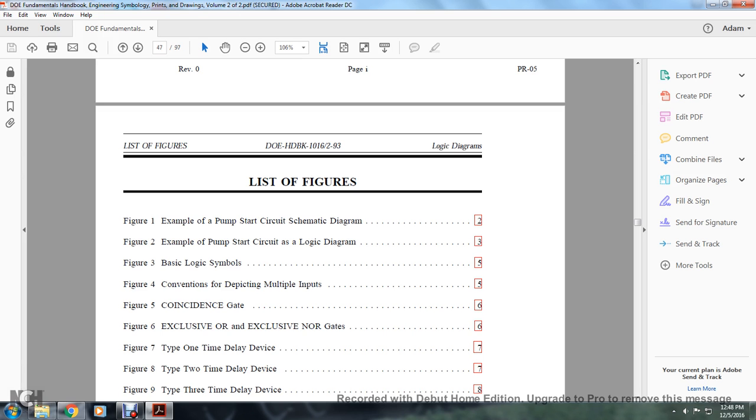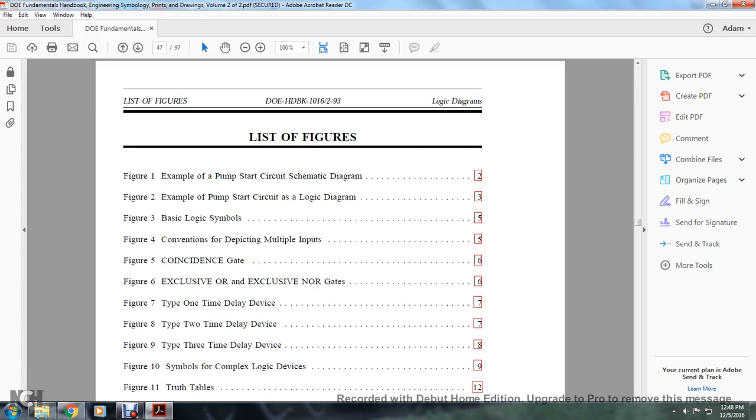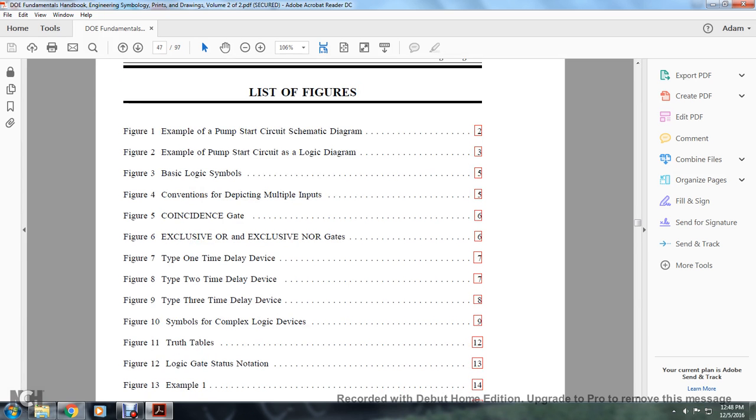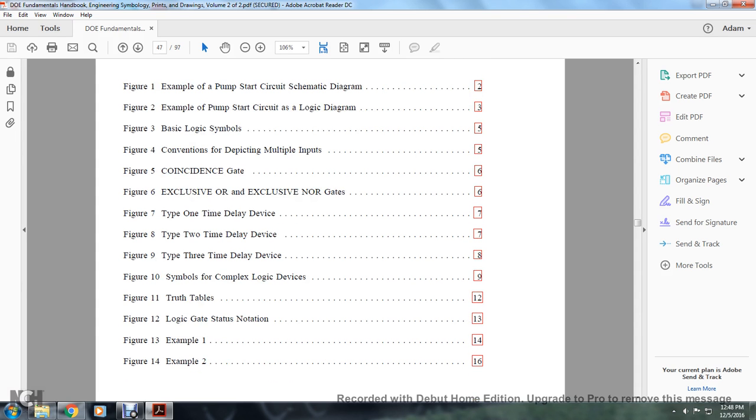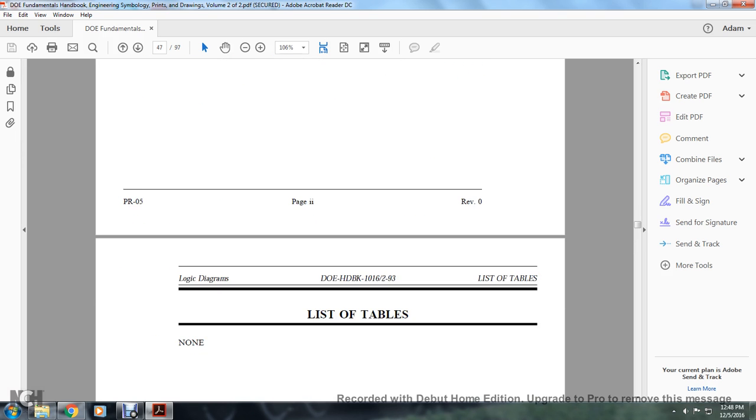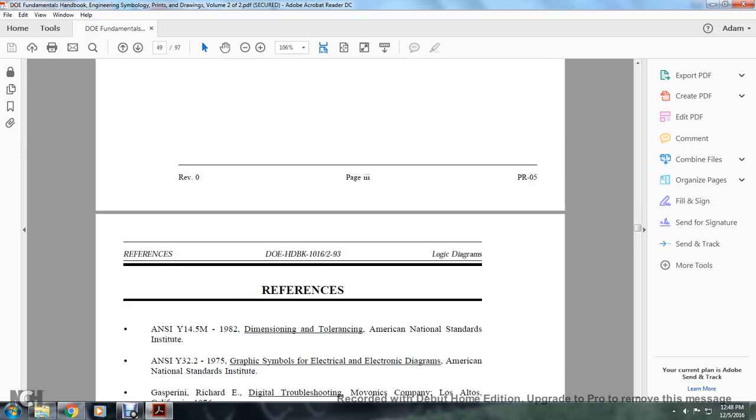Figure 7, type 1 time delay devices. Figure 8, type 2 time delay devices. Figure 9, type 3 time delay devices. Figure 10, symbols of complex logic devices. Figure 11, truth tables. Figure 12, logic gate status notation. Example 1, Example 2. List of figures, list of tables, none.